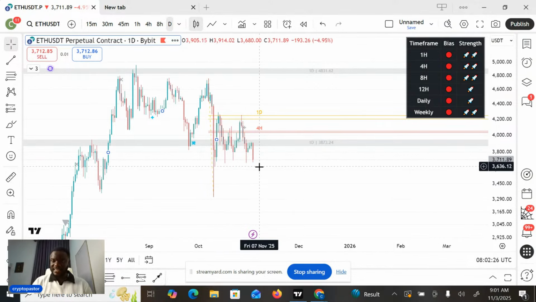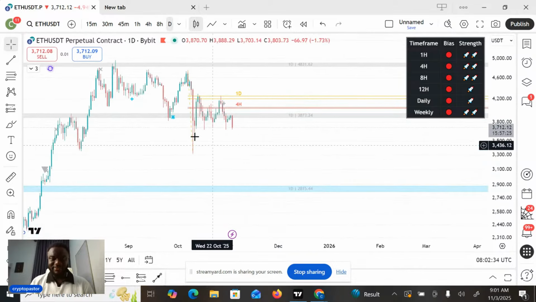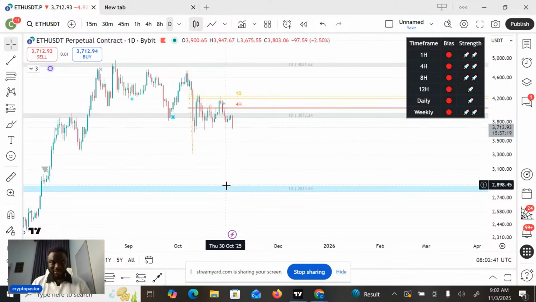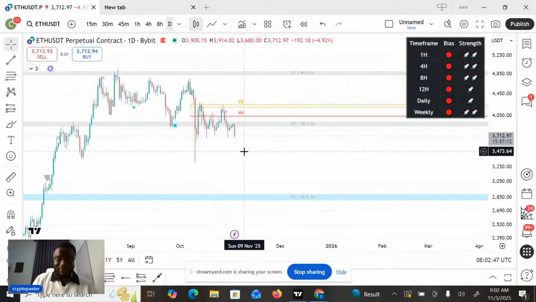So if you ask me overall, this is where your stop loss is your friend, and you have to be careful. There's a high tendency that the market can still come down, can still dump. Overall, the market is bearish. Overall on Ethereum, on the daily time frame, the market is bearish.